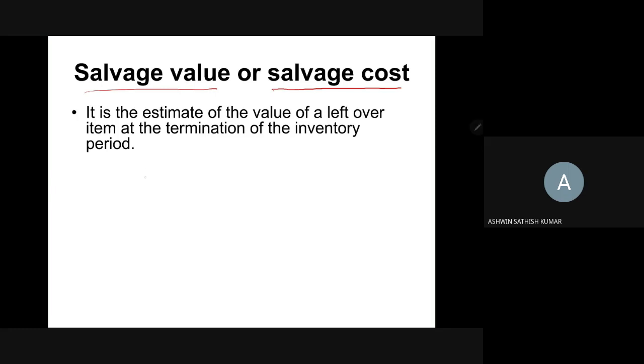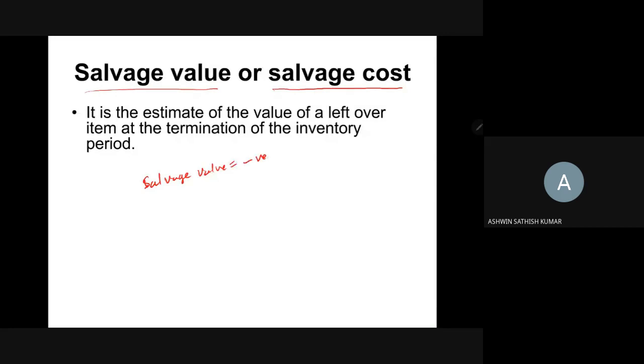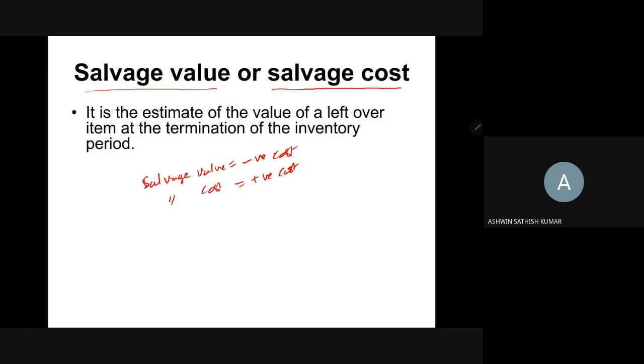So salvage value is the negative cost, means you are getting something, and salvage cost is the positive cost. It is the positive cost, means you have to invest something. So it is estimated that the value of the leftover item at the termination of the inventory period, that is known as the salvage value.